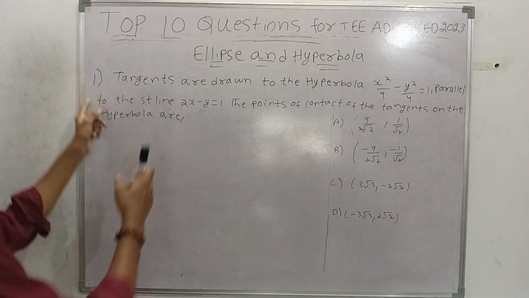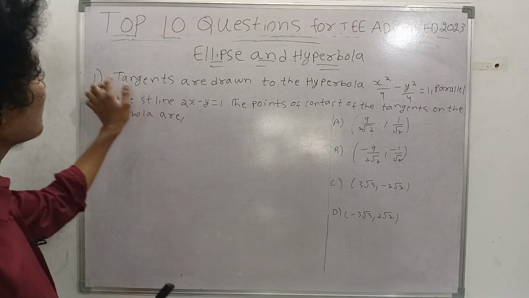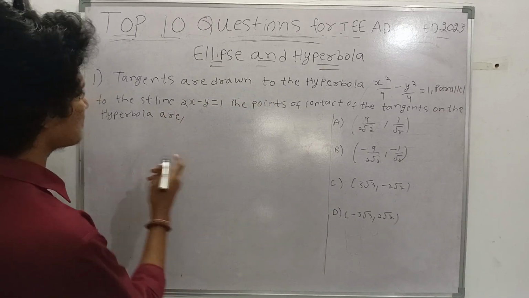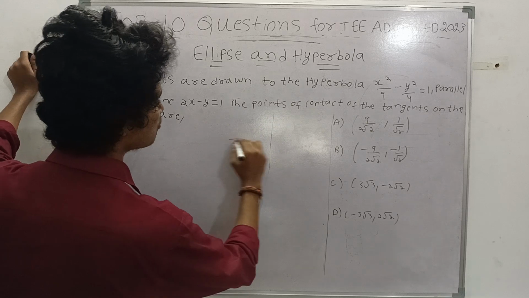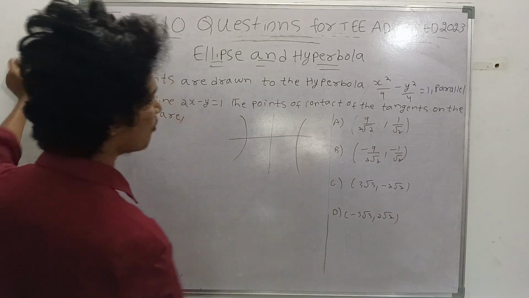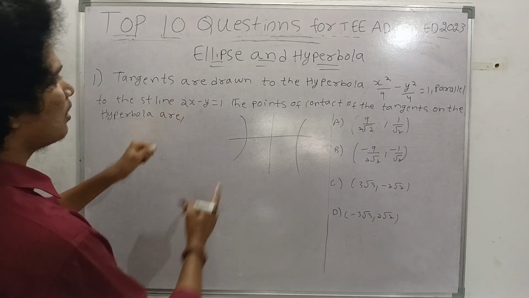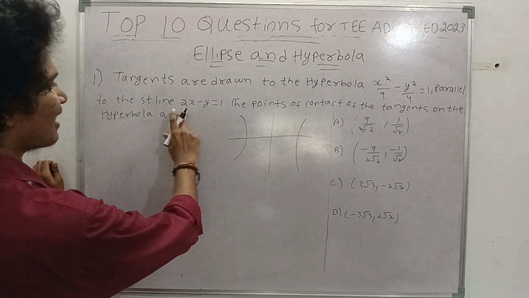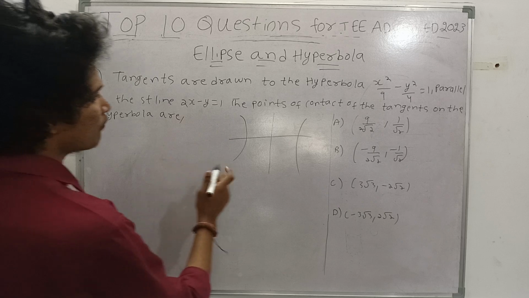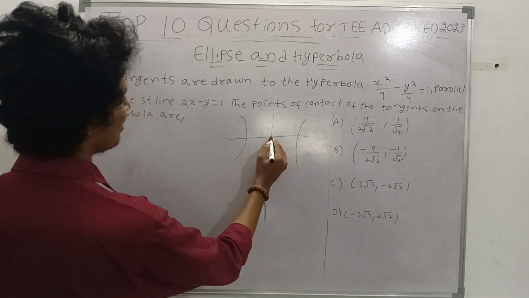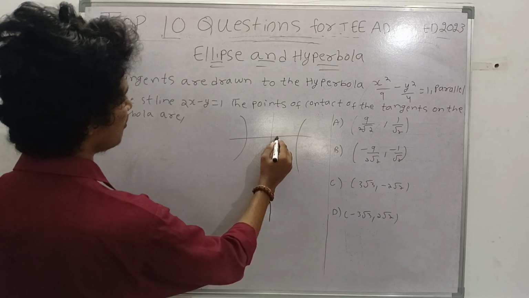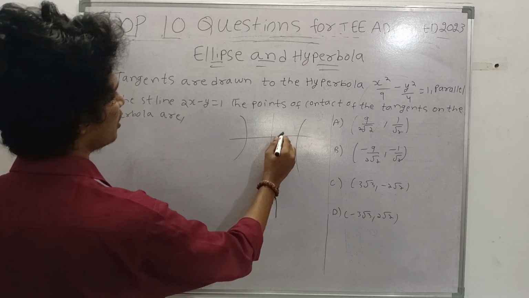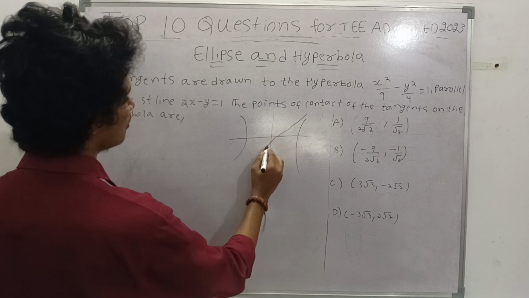This is the first question, and they are asking, if the tangents are drawn to the hyperbola. This is a hyperbola question, and after this we can discuss the ellipse question. This is the given hyperbola. Now what they are saying is that tangents are drawn to this hyperbola in such a way that they are parallel to this line, 2x minus y equal to 1. Suppose if y equal to 0, x is half, so it will be here. And when x is 0, y equal to minus 1, so here. So it will be like this.